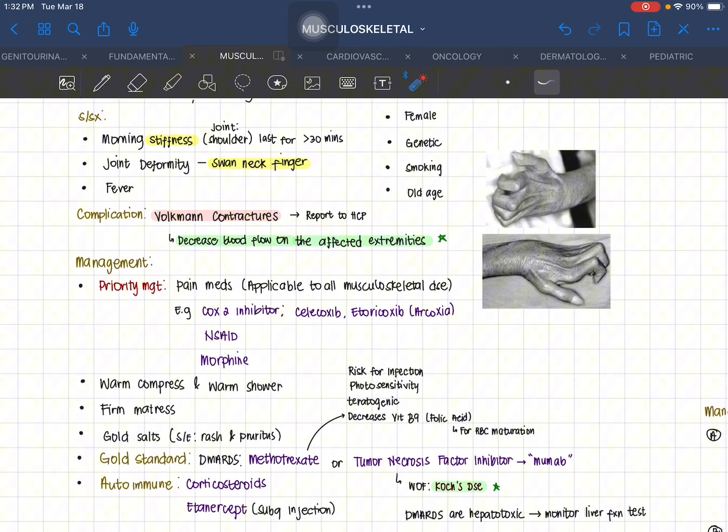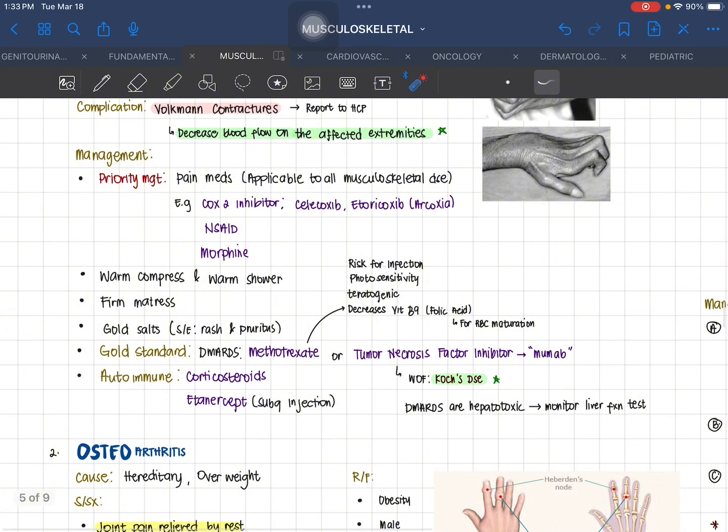So, ang mga pwede nating pain meds na magamit ay yung COX-2 inhibitor. Ito yung mga celecoxib, yung mga coxib. Kaya nga COX-2 inhibitor. So, coxib, etoricoxib, arcoxia, also NSAIDs, and morphine kapag sobra na talaga. Kasi potent itong morphine. Pero i-monitor natin dito kung sakaling ito ang magagamit, i-monitor natin yung respiratory depression, and may antidote naman ito na Narcan and Naloxone.